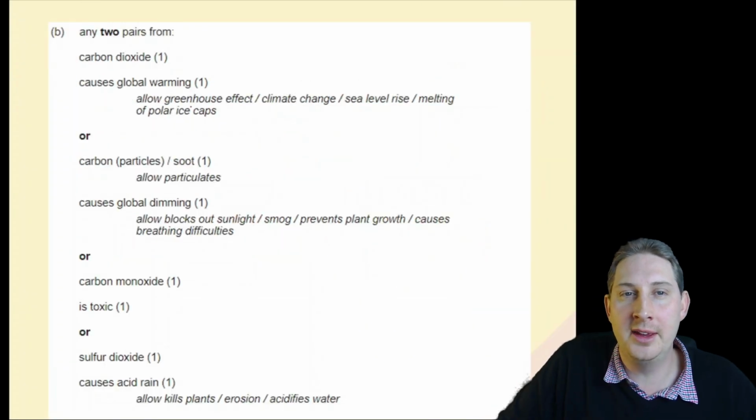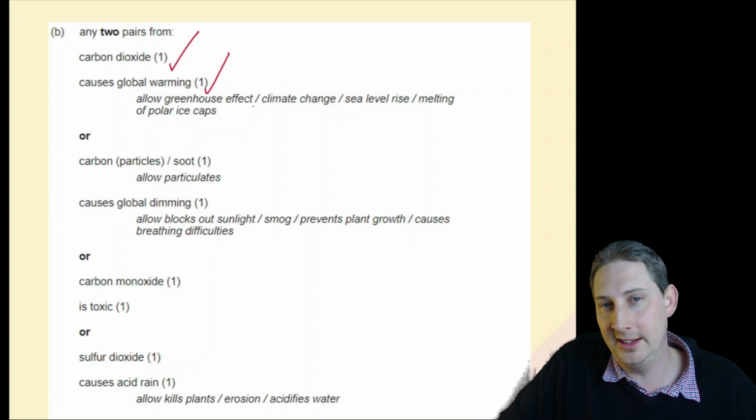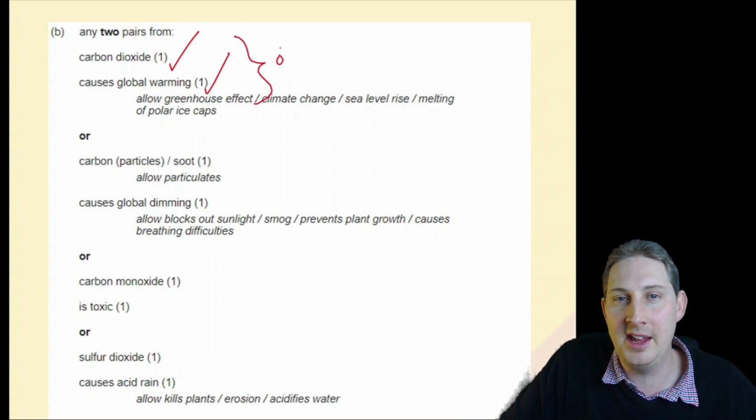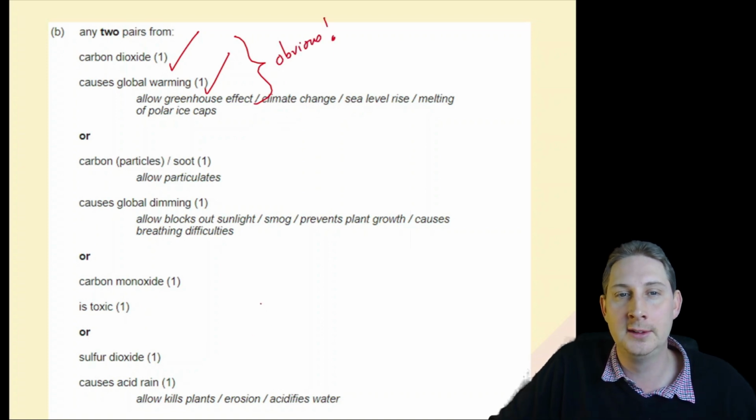Right, so here we go. The one I didn't let you have, carbon dioxide causes global warming, causes the greenhouse effect, climate change, sea level rise, melting ice caps, okay? Because that is something that you would almost certainly put down, but that is very obvious, and I wanted you to think of the others.